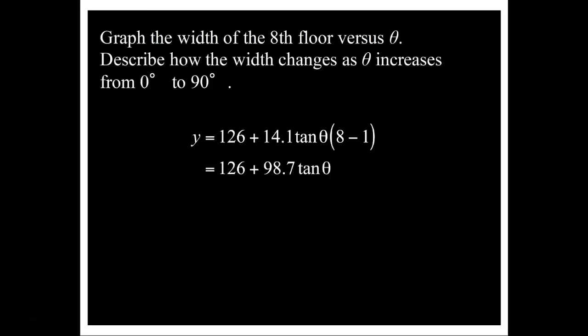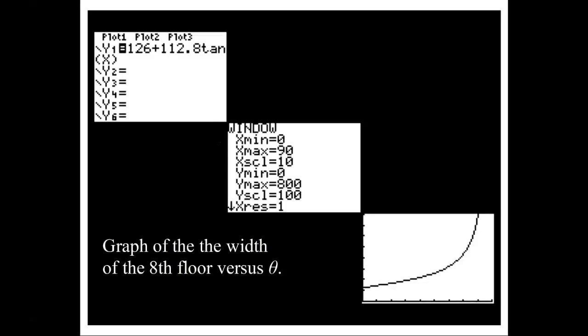This is using a TI-84. I put the equation into the y equals, set up the window, and there's the graph. You'll see that it is incredibly sensitive when you get up to 70, 80, 85 degrees. You can change theta just a little bit, and the width of the eighth floor just goes crazy. But in the beginning, it's not very sensitive. You might want to use this when you're teaching calculus, because this is all about sensitivity and how y changes in terms of theta. Or you could use it when you're teaching right angle trigonometry. So that's the graph of y versus theta.